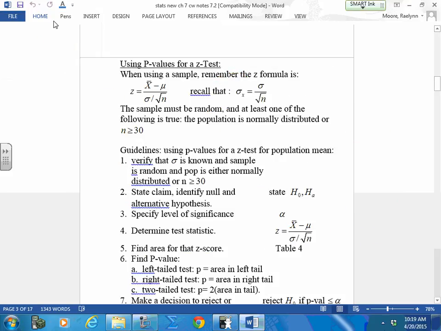So when we test against the sample, you're going to use your z-score formula for our sample.